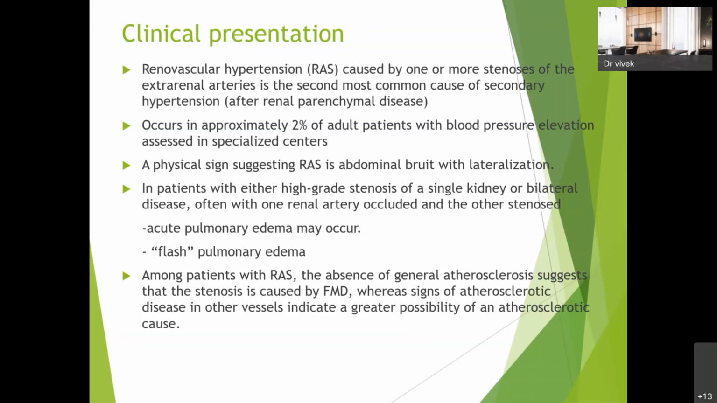Patients with high-grade stenosis in a single kidney or bilateral disease with an occluded renal artery usually present with acute pulmonary edema or symptoms of flash pulmonary edema. Presence of atherosclerosis makes renal artery stenosis because of fibromuscular dysplasia unlikely, whereas even the slightest signs of atherosclerotic disease indicate a greater possibility of atherosclerotic disease rather than fibromuscular dysplasia.